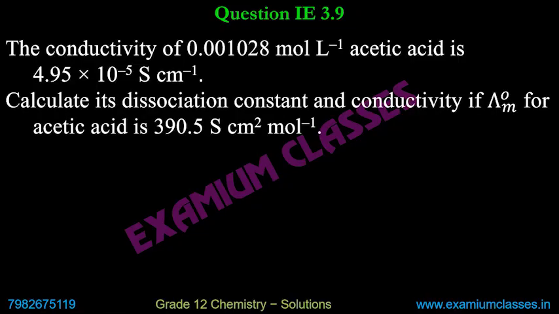Next question. The conductivity of 0.001028 mole per liter acetic acid is given. Calculate the dissociation constant and conductivity if lambda m naught for acetic acid is this. The answer is very easy. First, I am looking for who can give me the answer. The dissociation constant is asked.